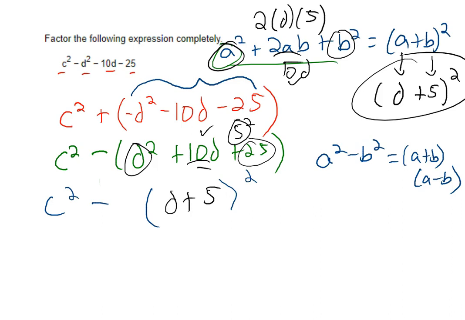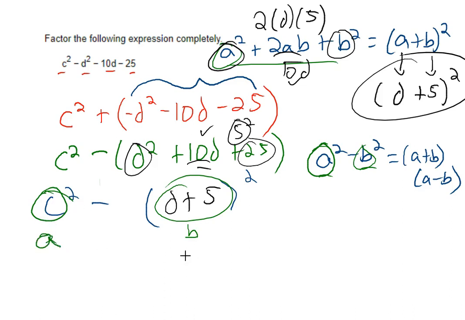And now that I have it as a square, I can use this formula. Instead of a, I have c, right? So instead of a, I have c. And instead of b, I will have d plus 5, right? So it's a little bit tricky, but that's the substitution. Instead of b squared, I have d plus 5 squared. And instead of a squared, I have c squared. And so to factor this, I'm going to use this formula.